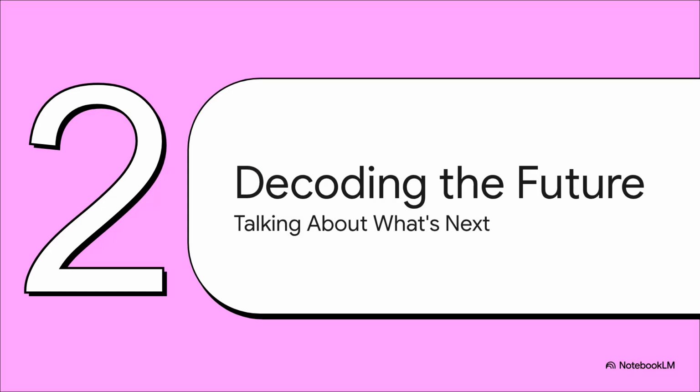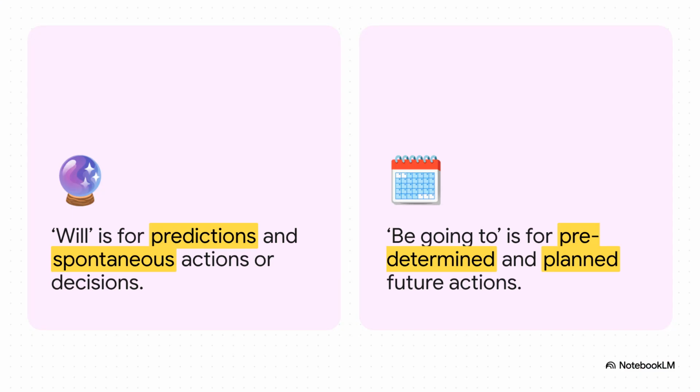Okay, on to our second section. Let's see how this course tackles its first big idea, decoding the future. How on earth do you make talking about what's going to happen feel simple and intuitive? Okay, so this is a classic trap for English learners, and the course handles it beautifully by drawing a really clear line. You use will for those split-second decisions, like when you're at a restaurant and say, "I'll have the pizza," or for predictions, like, "It will probably rain later."